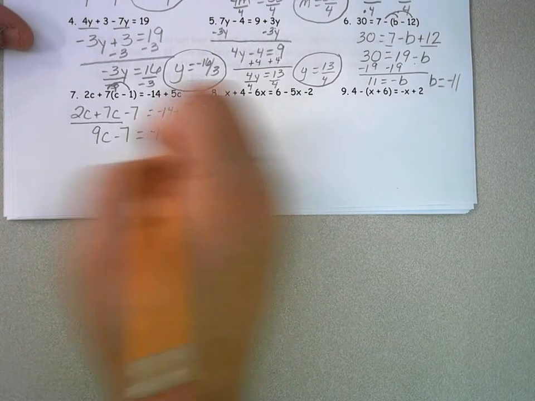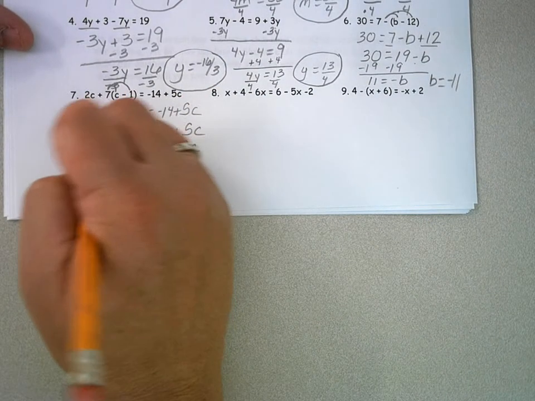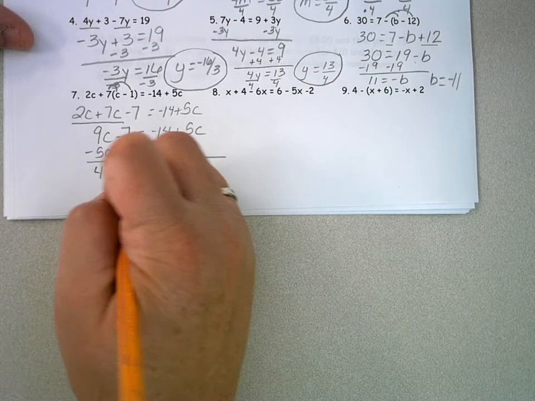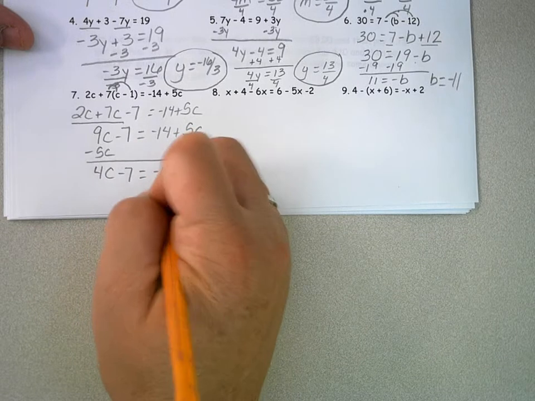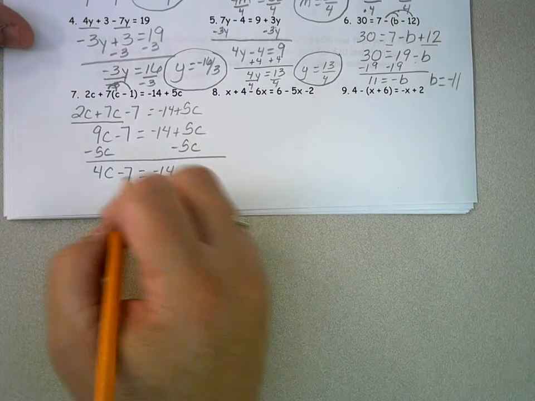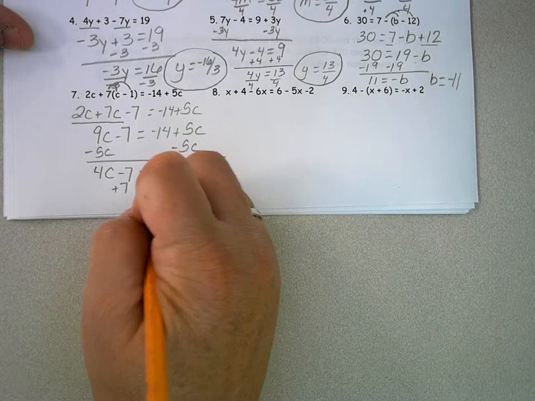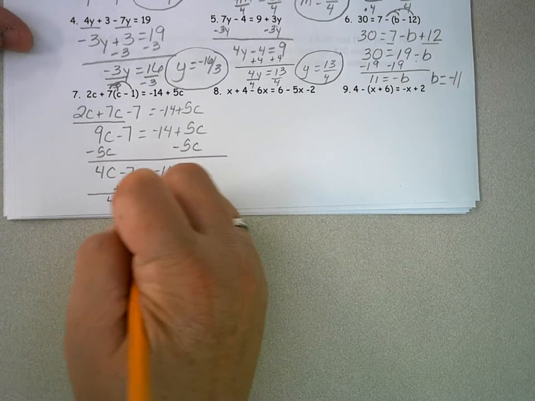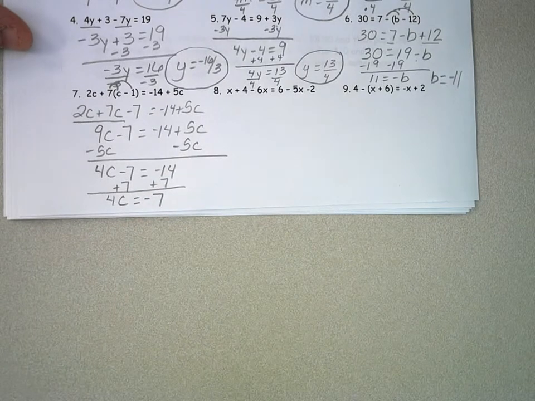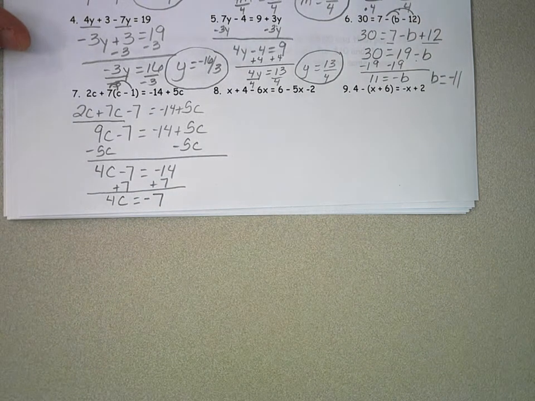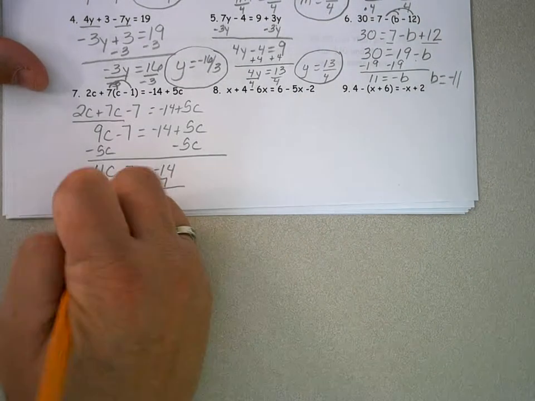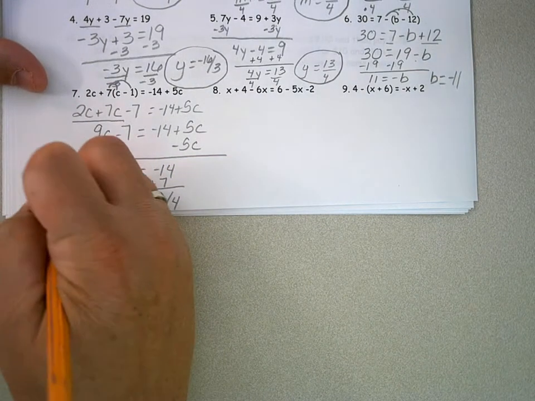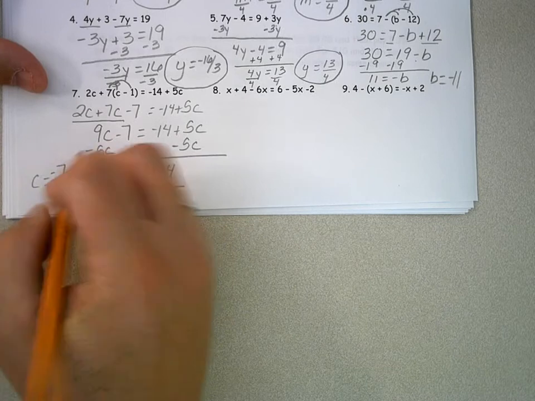From there, you subtract 5c from both sides, and that becomes 4c minus 7 equals negative 14. And when you add 7 to both sides, that becomes 4c equals negative 7. And when you divide both sides by 4, I'm just going to leave that as negative 7/4.